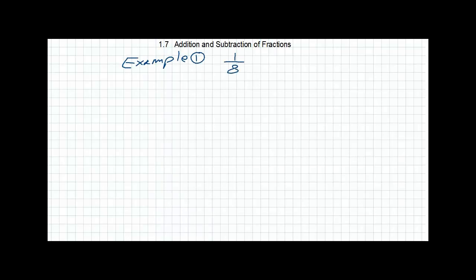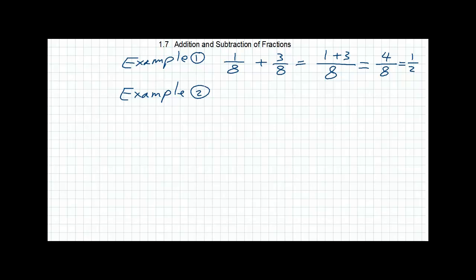Example 1, 1 over 8 plus 3 over 8. We can see here that we have the same denominators. So our answer is going to be just adding the numerators together and putting the same denominator as it is, without changing. So it will be 4 over 8. And if you are asked to simplify your answer, it will be 1 over 2.